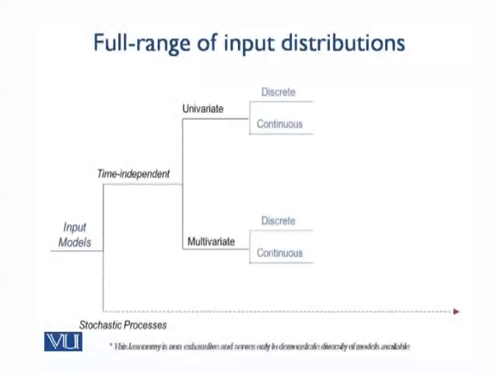So we have seen many examples of univariate time-independent input models, and I refer you to our discussion on the various kinds of distributions that we've already covered. Some examples would be binomial distribution, Poisson distribution, exponential distribution. These are all examples of univariate time-independent input models. So a Poisson distribution is a discrete random variable, while an exponential distribution gives us a continuous random variable. Similarly, normal distribution is also referring to continuous random variables.